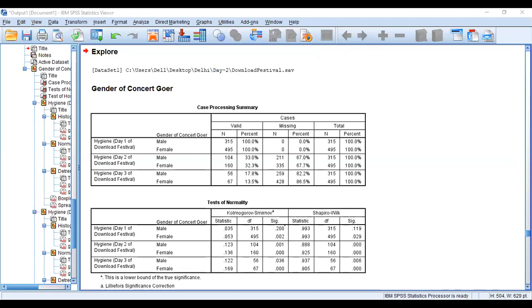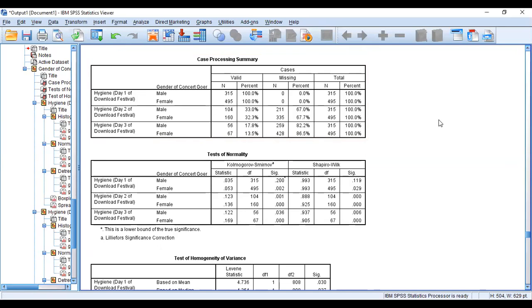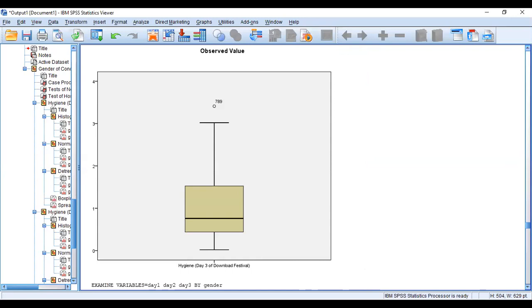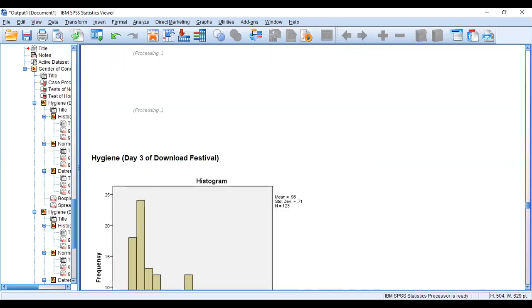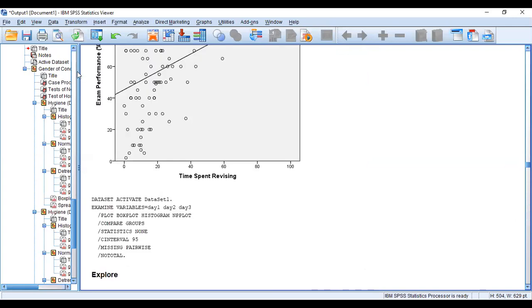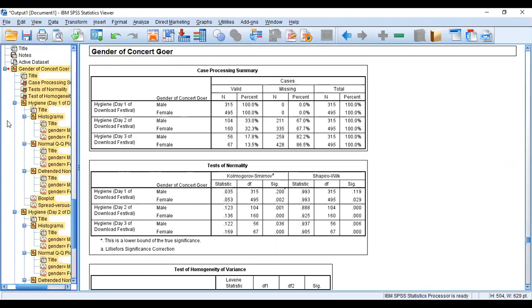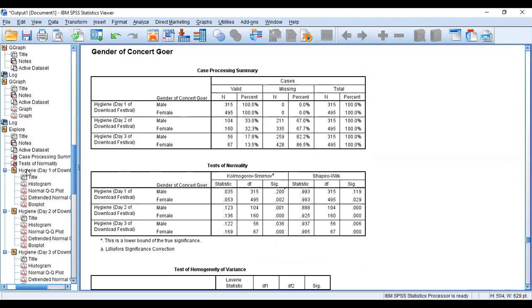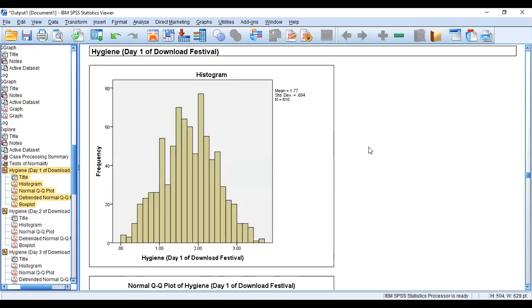I told you there are three ways to find the normality of the data. One is to check normality of data through the graph. So first of all we will see the graph, and then after the graph we will check the values of skewness and kurtosis. I am taking this one, the gender, and I am taking first this one, hygiene. So I am explaining here the normality of my data.